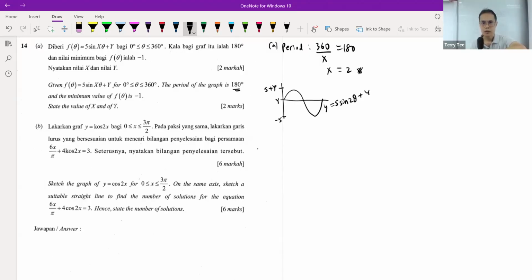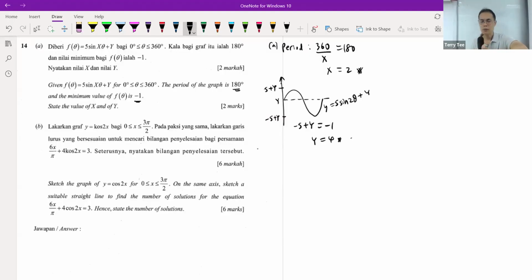Let's change this to a dotted line because you're either shifting up or shifting down. We do not know whether your y is positive or negative, but it doesn't matter, just a sketch of this. Now, they say the minimum value is -1. So based on my graph, I can see that -5 plus y is -1. Your y is 4.